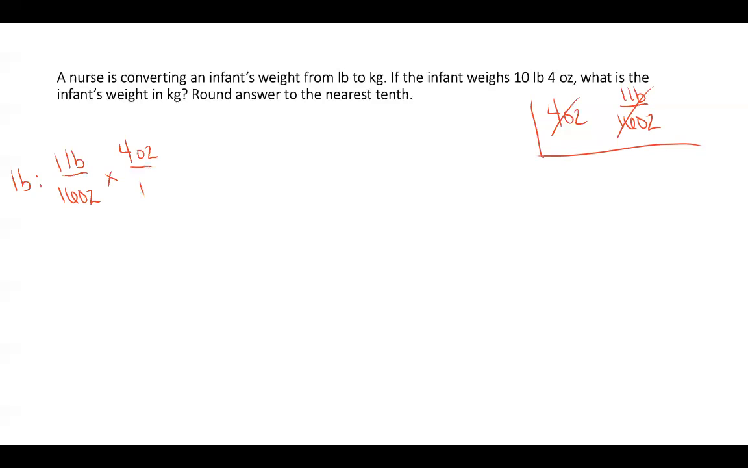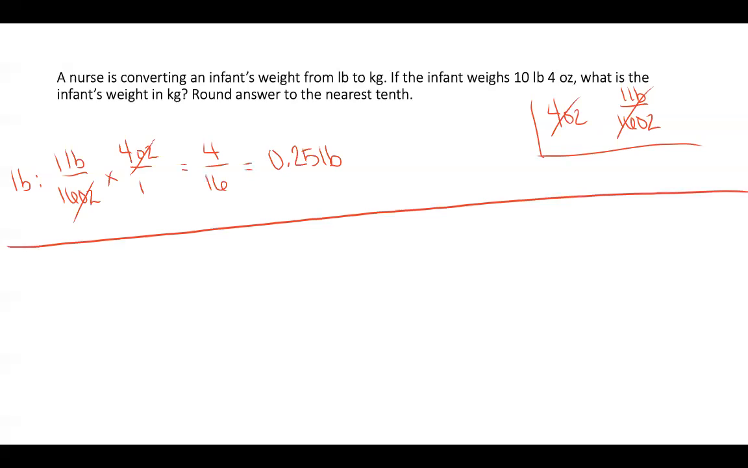Once I've used everything in my box, cancel out like unit of measure, and I'm left with pounds, which is what I'm looking for. So I can do my math straight across. 1 times 4 is 4. 16 times 1 is 16. Okay, so 0.25 pounds, same as the previous problem.